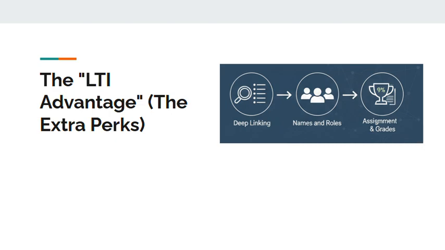LTI 1.3 is just the foundation. On top of it sits LTI Advantage, which gives us three superpowers. Deep linking, which lets a teacher browse the tool's library from inside the LMS and pick a specific quiz to drop into the course. No more copying and pasting of links. Names and roles: the tool can ask the LMS who else is in the course and get the whole roster instantly. Assignment and grades: this is the bridge back. It allows the tool to send scores, feedback, and multiple attempt data back to the LMS gradebook automatically.